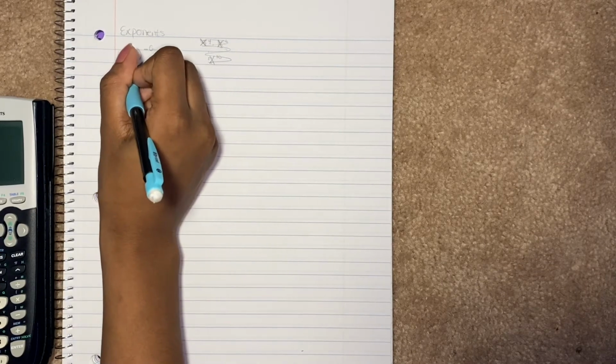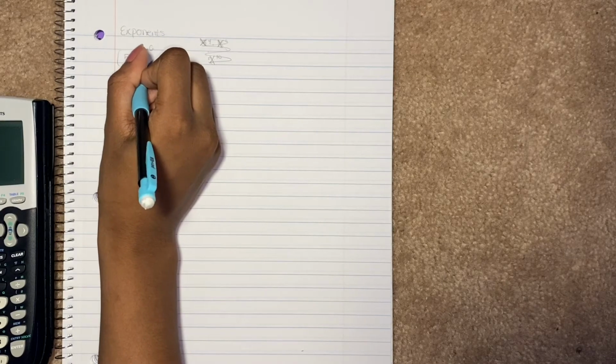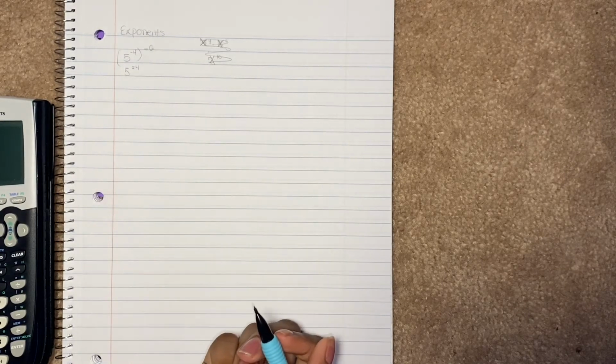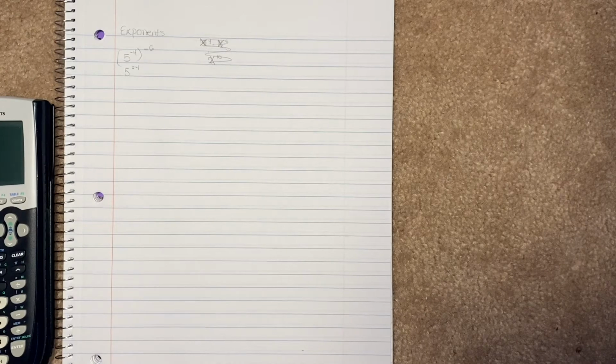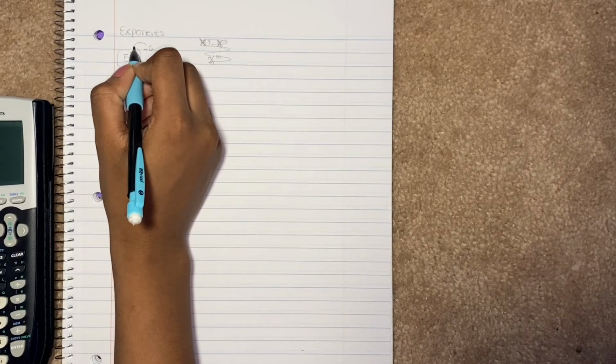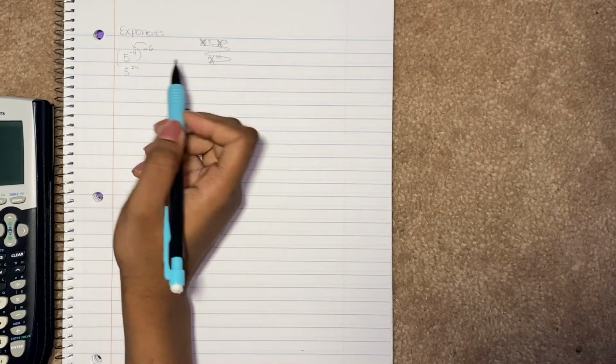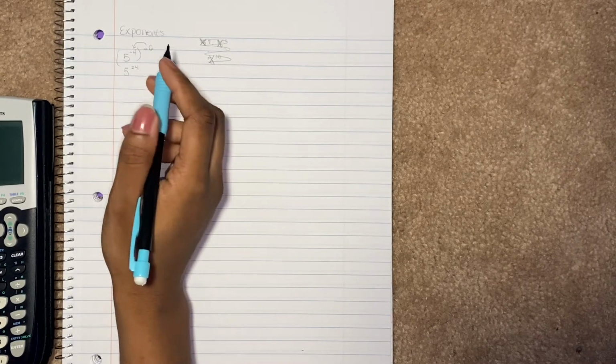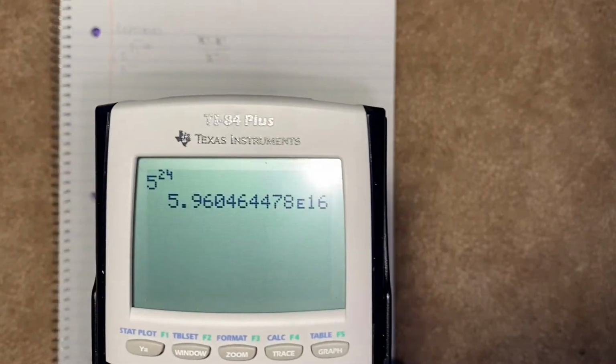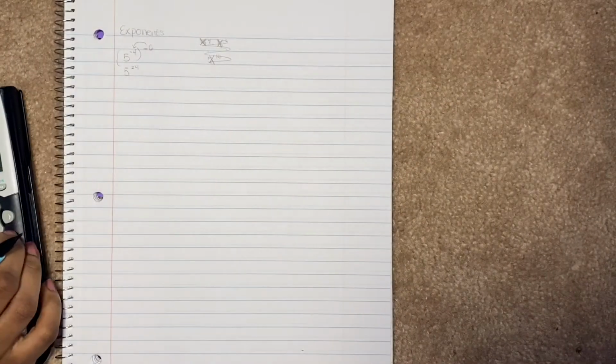So it would end up being 5 to the positive 24th power, and that's your answer, really, because when you multiply this by this, the negative cancels out. You don't have to simplify that if it doesn't ask you to, but if you do, then that's your answer. But I will not be doing that.